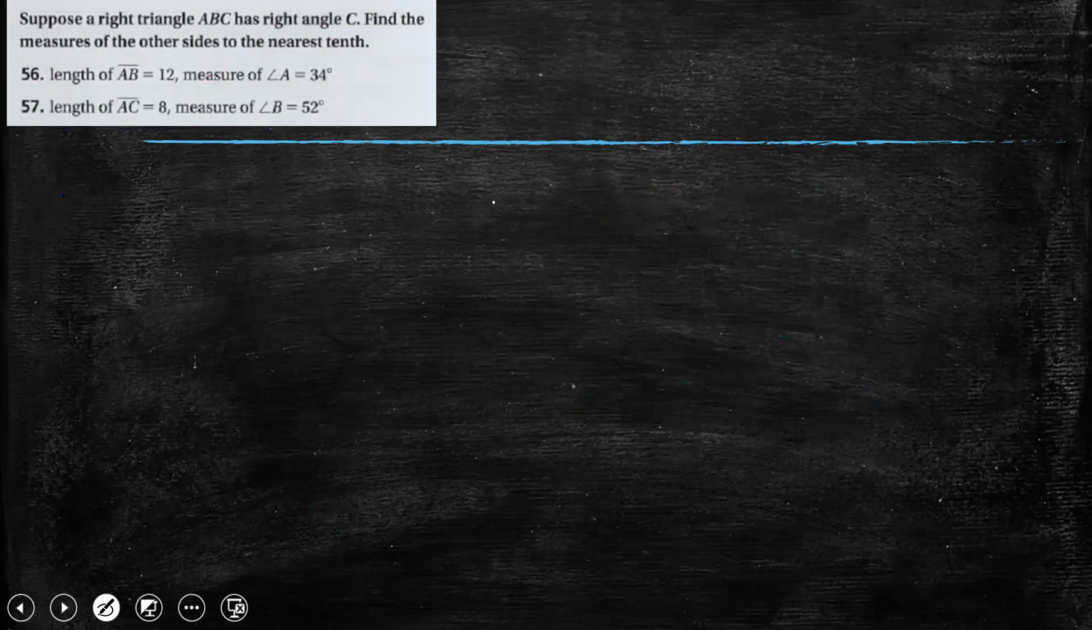Suppose there's a right triangle, ABC, that has a right angle at C. So what does it mean? Right angle at C, so here is C, this is the right angle. So this is A and this is B. Find the measure of the other sides to the nearest tenth, if the length of AB is 12 and the measure of angle A is 34 degrees.